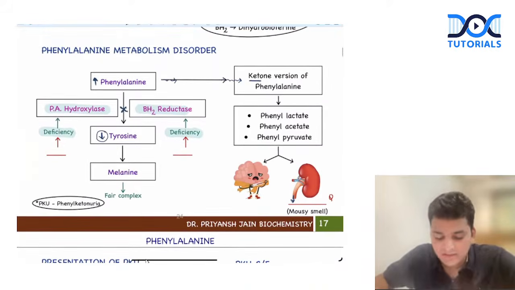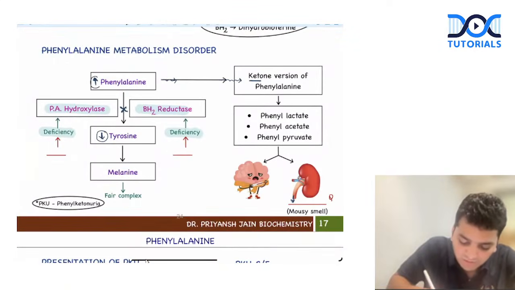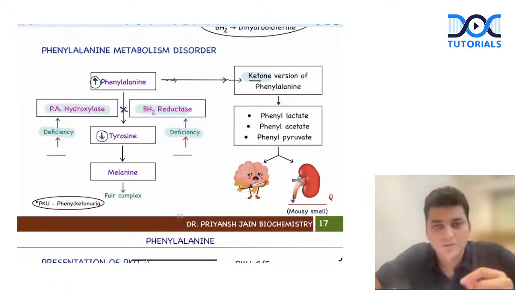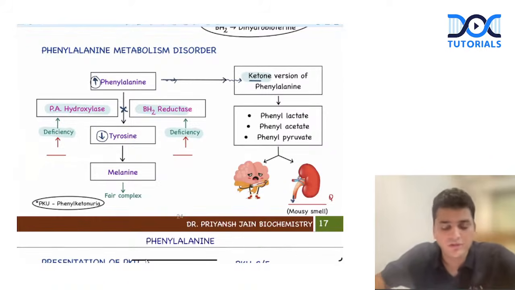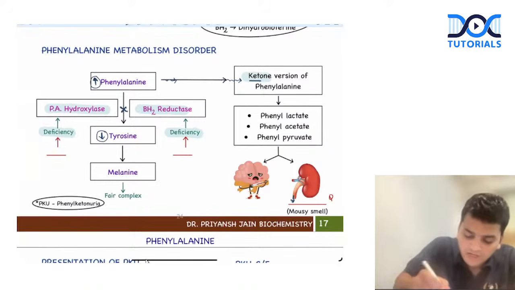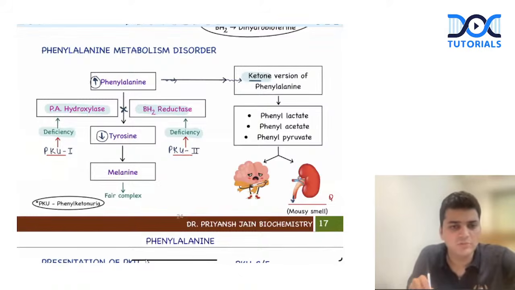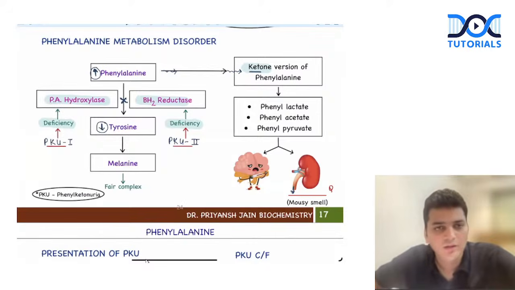So if phenylalanine is not converting into tyrosine, the phenylalanine will increase and convert into the ketone versions, and these ketones will come in the urine. So this disease is called phenylketonuria. If there is a deficiency of either hydroxylase or reductase: a deficiency of hydroxylase is called phenylketonuria type 1, and a deficiency of reductase is called phenylketonuria type 2, PKU. The full form is written below, phenylketonuria.